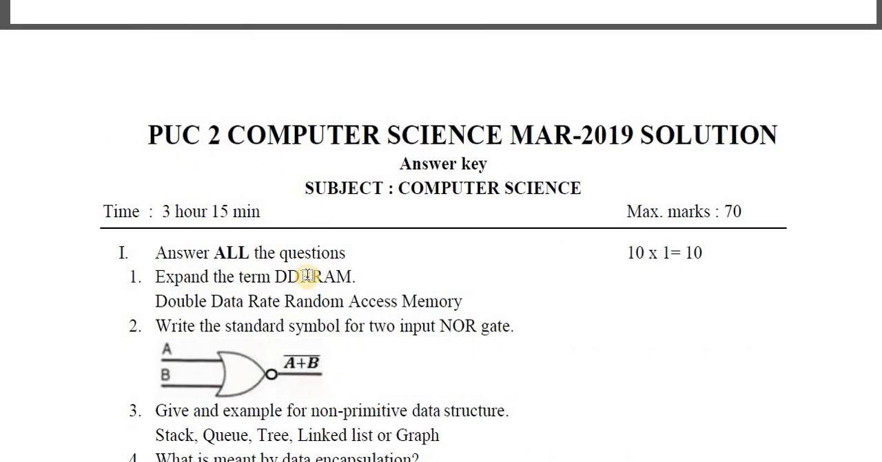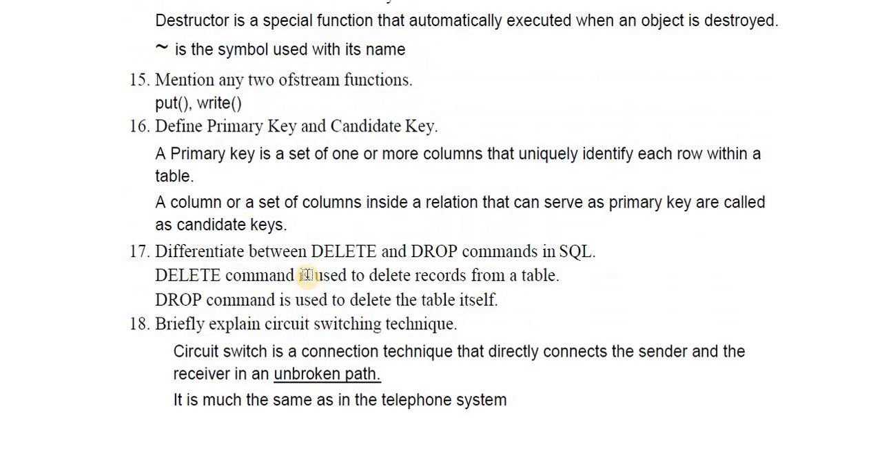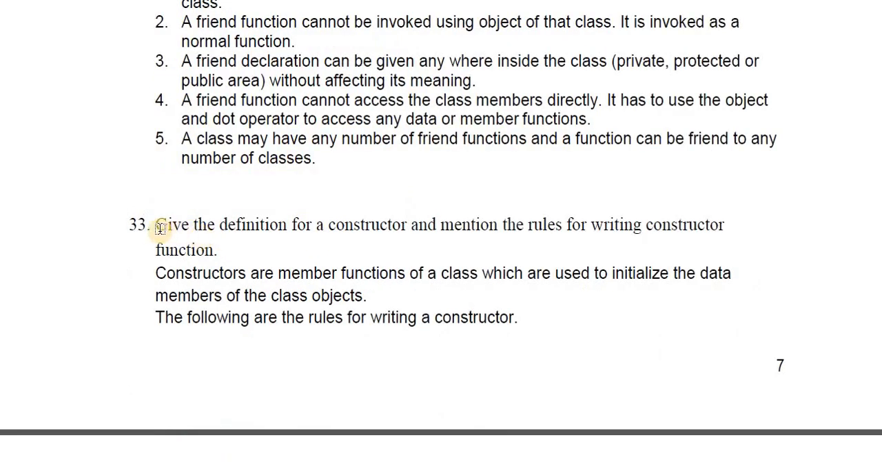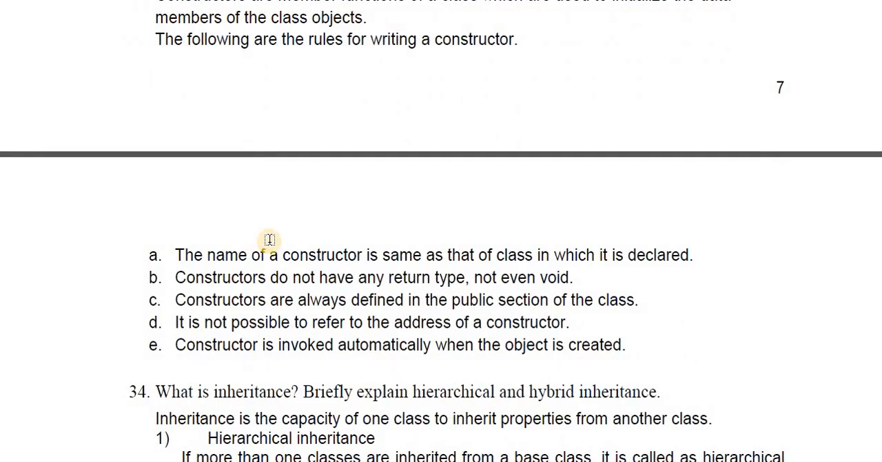Next, this is the March 2019 question paper. Here the 2 marks question is: what is destructor? What is the symbol used for destructor? Destructor is a special member function that will be automatically executed when an object is destroyed, and the tilde symbol is used with the destructor name. Next, the 5 marks question: give the definition of a constructor and mention the rules for writing constructor functions. Once again this question is repeated. You have to write the definition and you have to write the 4 rules.